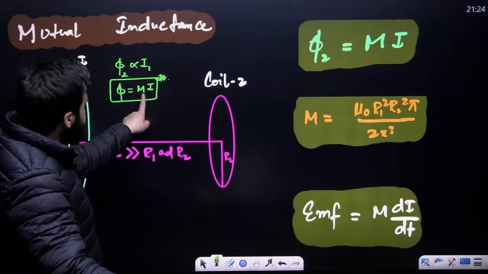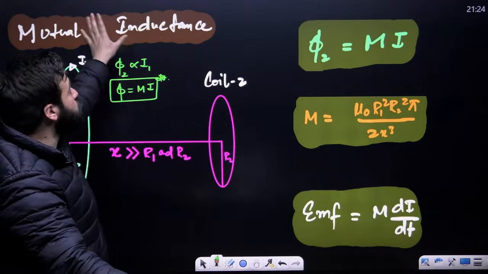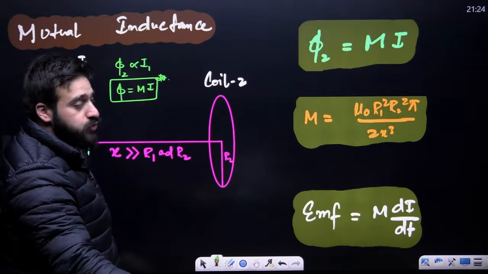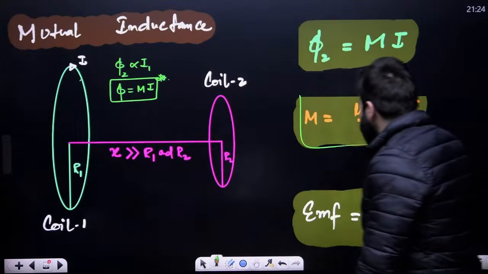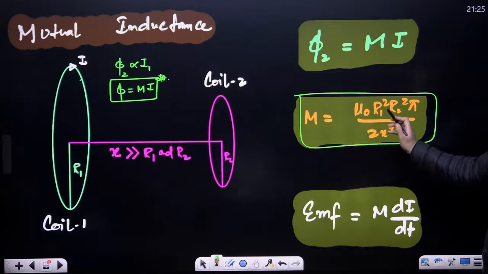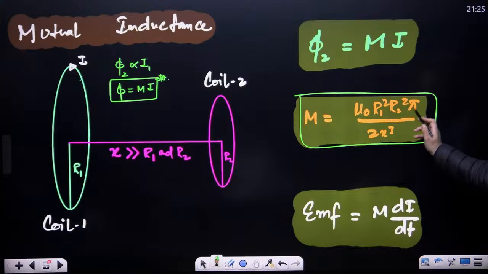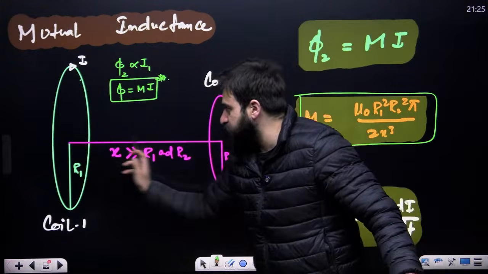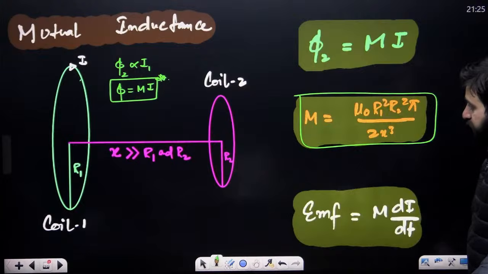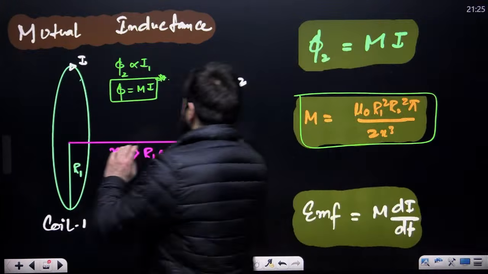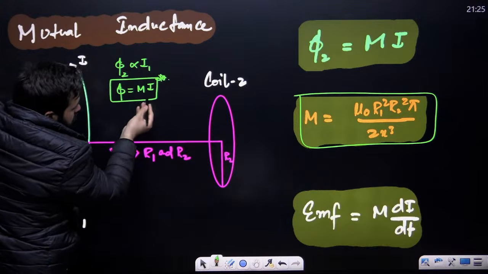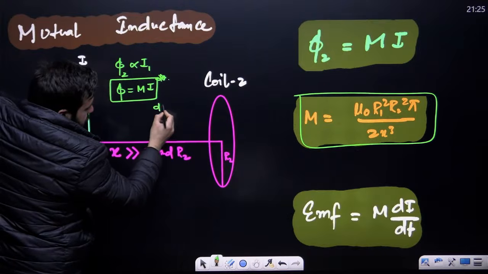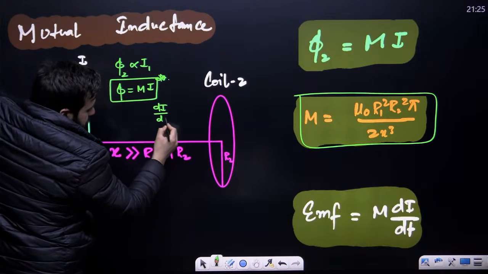This M is the coefficient of mutual inductance. The value of this M is mu naught R1 square R2 square times pi divided by 2x cube, where R1 is this radius, R2 is this radius, and the distance between them is x. Now, my dear NEET aspirants, listen to me very carefully. I'll show you. If this current changes, how do you write the change in current? di by dt.